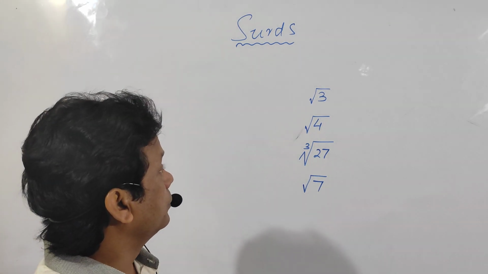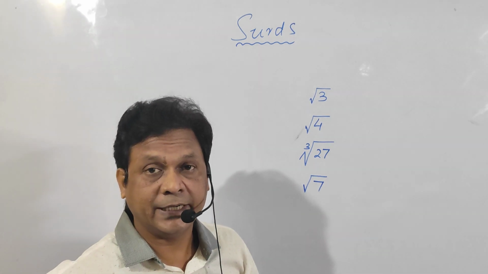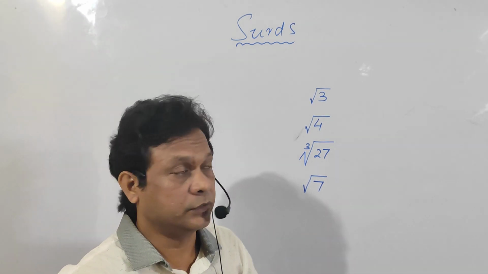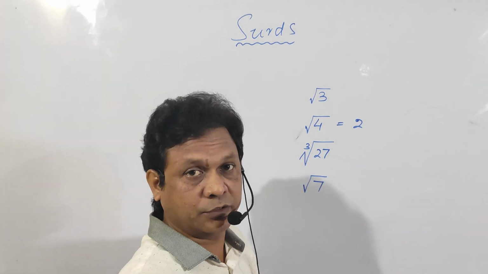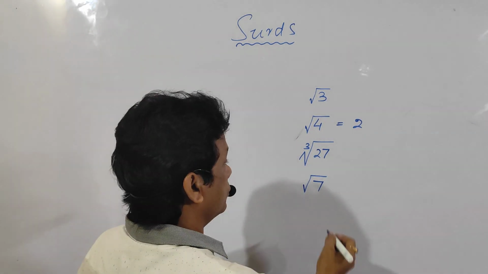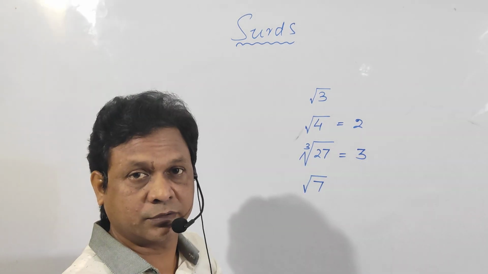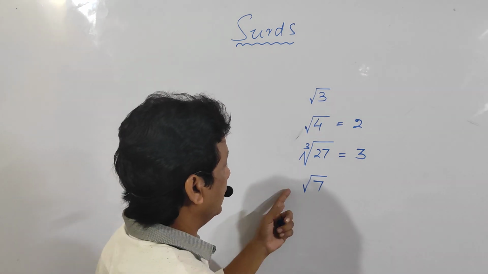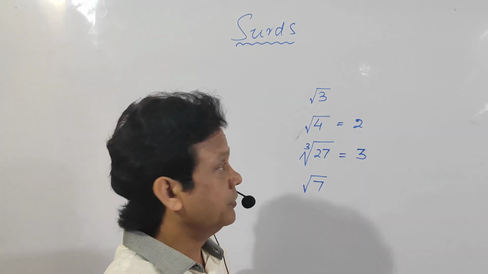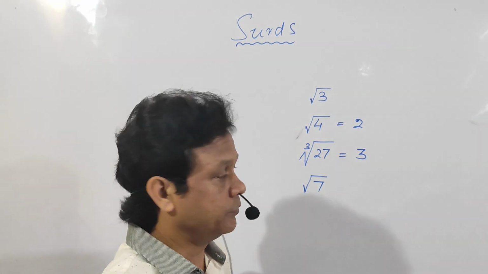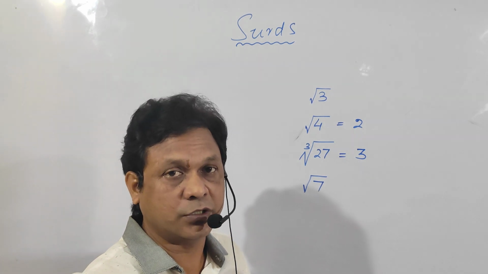Okay. So, if I remove the radical sign, then that is not a surd. That means, here, the answer is 2. There is no radical sign. Clear? So, in this case, the answer is 3. So, this is not a surd. And here, we cannot remove the radical sign. That means the answer will be an irrational number. If the result is an irrational number, then it is called a surd.